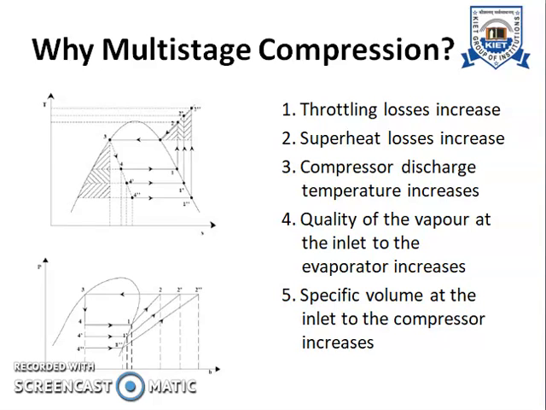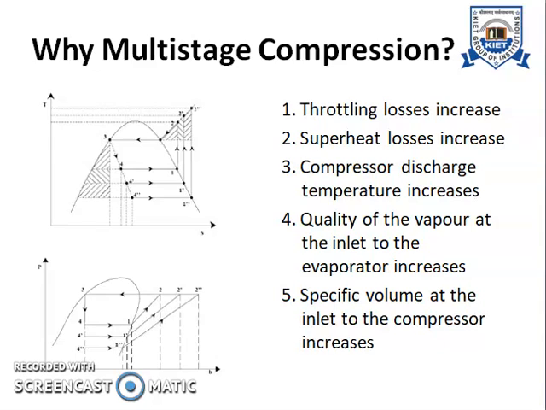Okay. The second one, we have the superheating losses increase. Again refer to the shaded area on the right hand side at the top part in a TS diagram. The superheat loss increases as represented by 2, 2 dash and 2 double dash respectively.